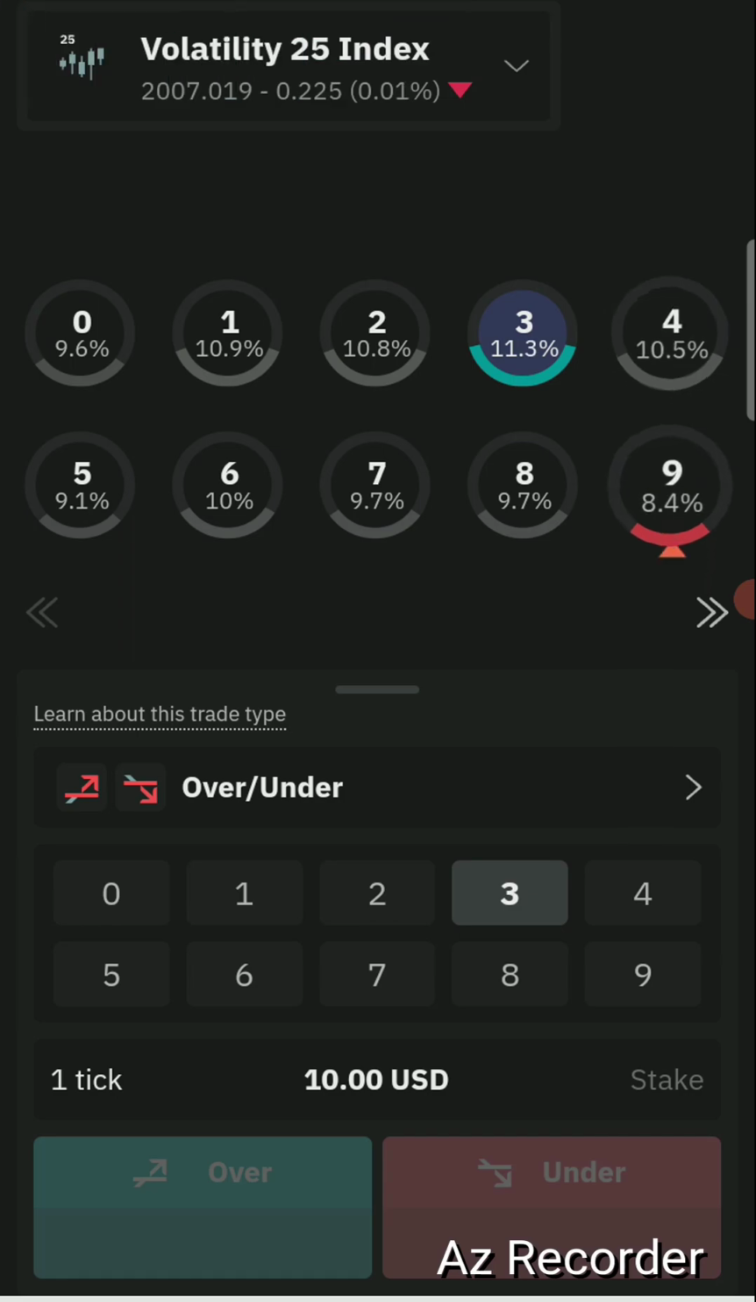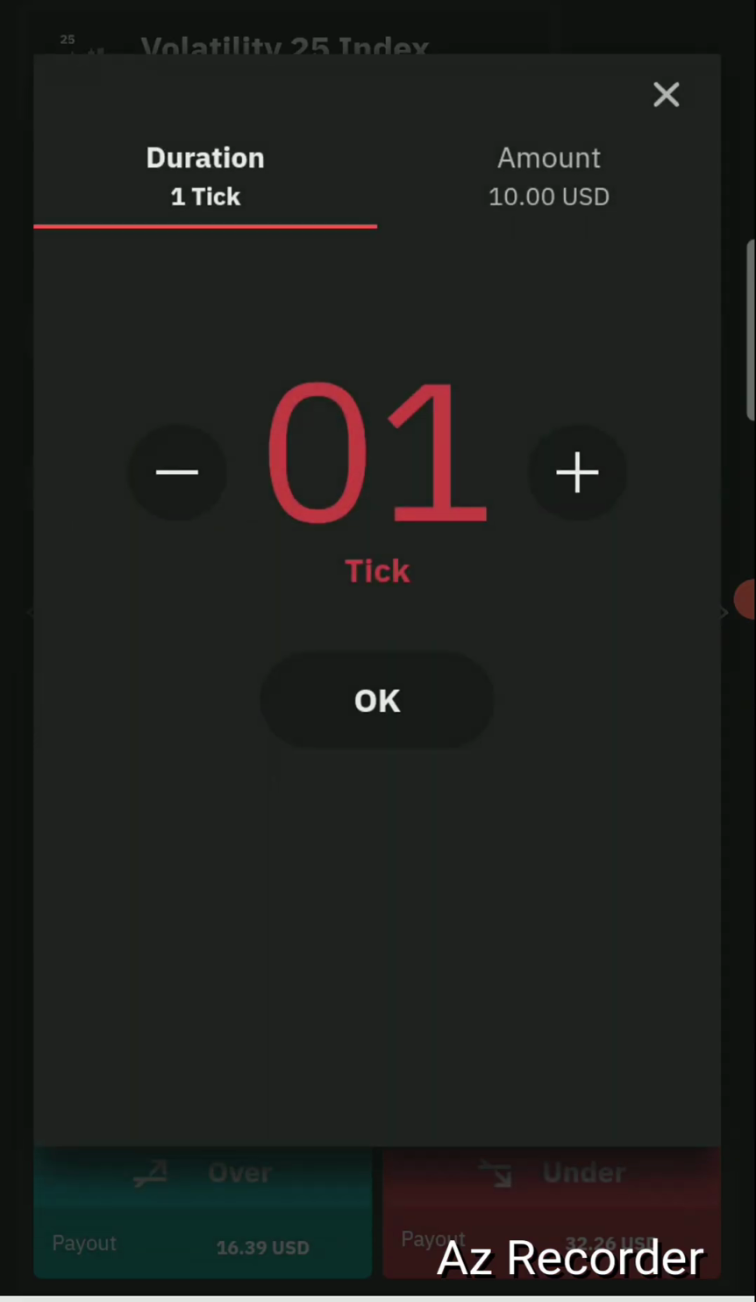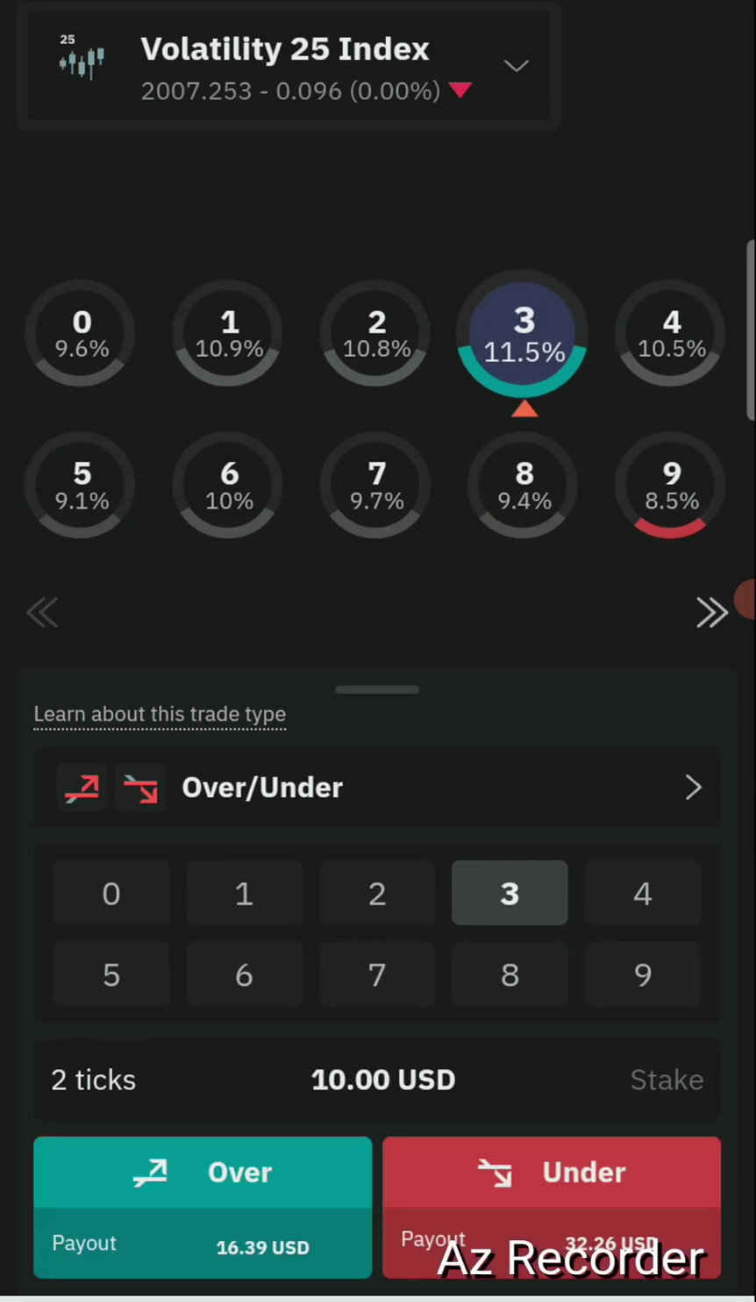Let's do over 3. Let's use 2 ticks. Though this market is not favorable, actually it's not favorable. Let's see how the cursor behaves. For over 3, wait for the cursor to touch 2 digits below 3, below 3%, press over. And digits below 3 should be constant. I can see they are increasing in percentage.